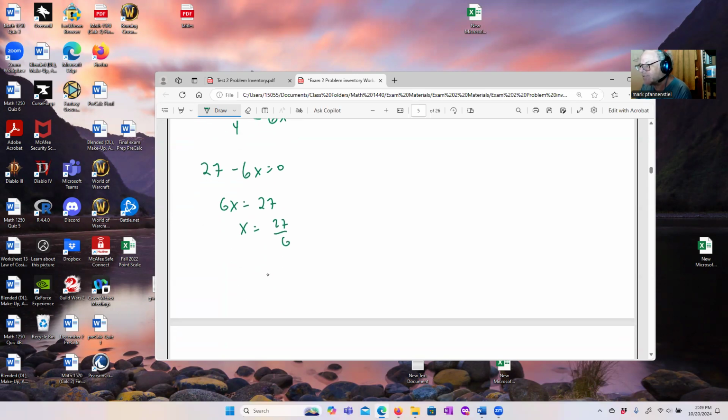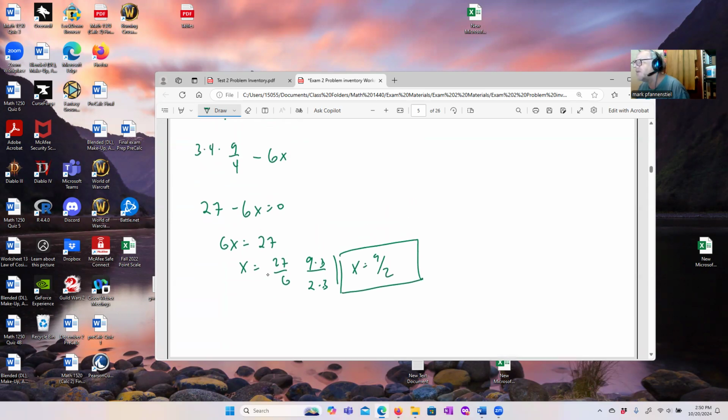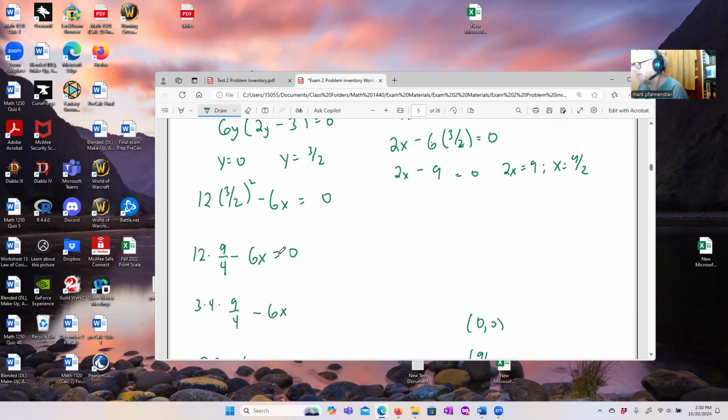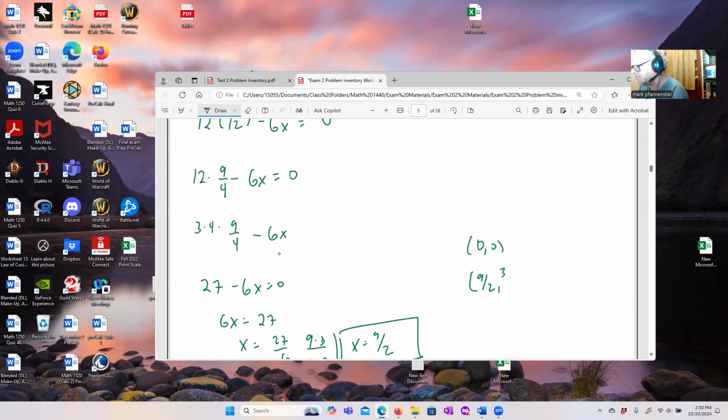And again, we could say that 27 is 9 times 3. 6 is equal to 2 times 3. Some stuff cancels. X is equal to 9/2. Hey, what did you know? X is equal to 9/2. So we have 2 points. We have the point 0, 0. We also have the point 9/2, and then y was equal to, I believe, 3/2. Yes, 9/2, 3/2. Okay, so those are our 2 points that we have to actually deal with.